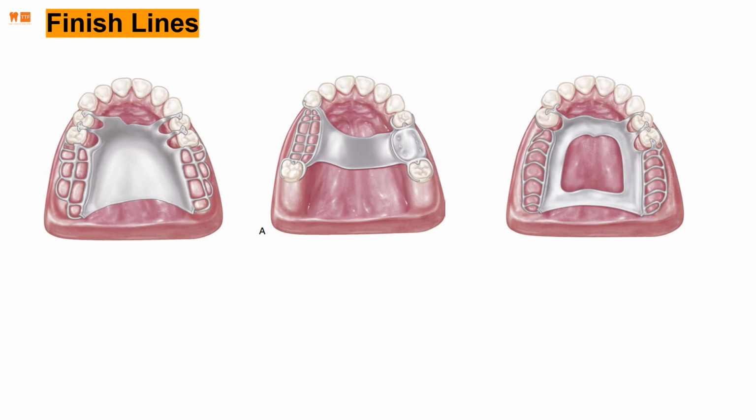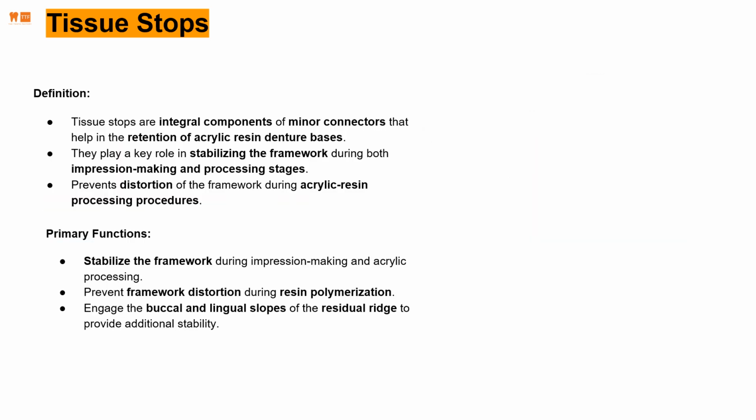Okay. So let's point out the finish lines. This thick area, 100% of the metal, 100% of the acrylic. This thick area, 100% metal, 100% acrylic. These are external finish lines, okay? So then lastly, let's just talk about tissue stops.